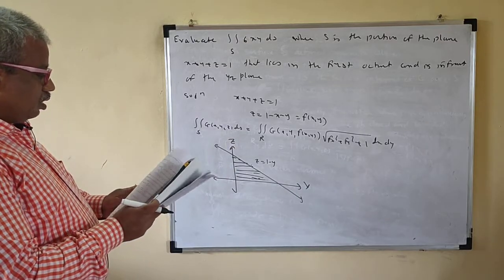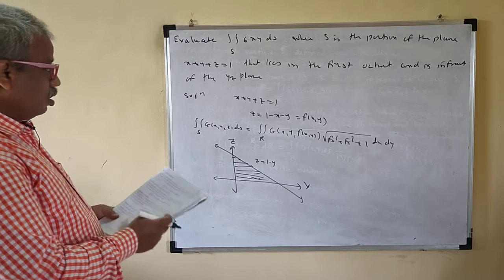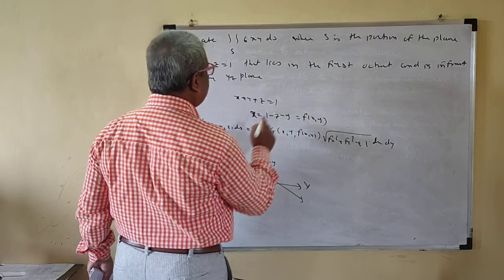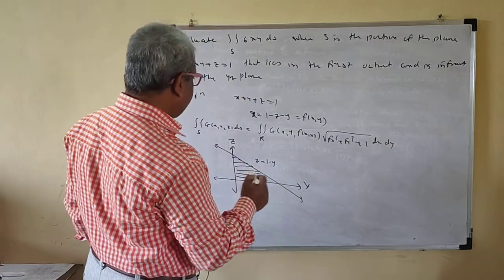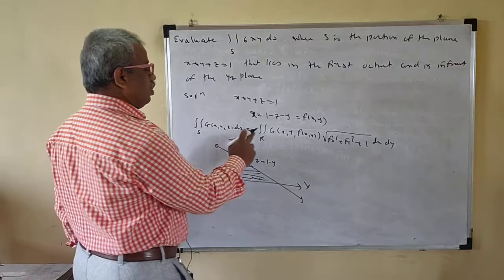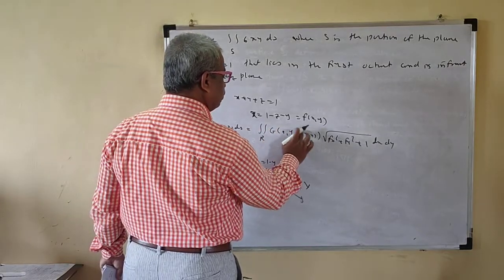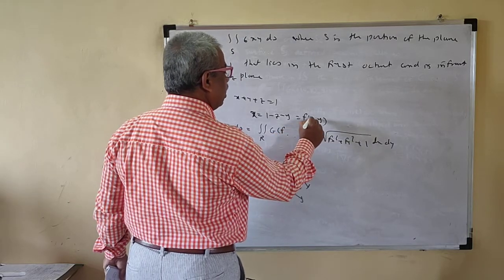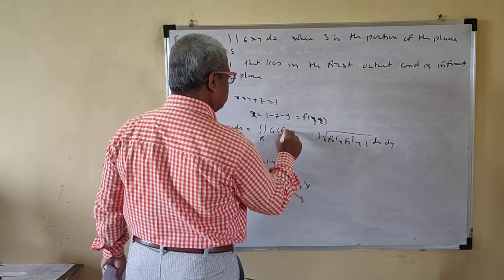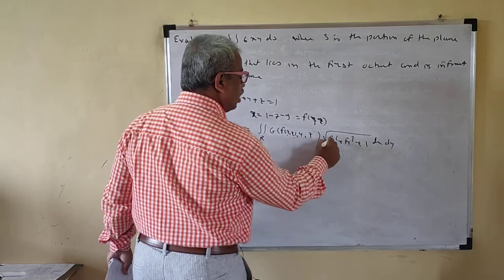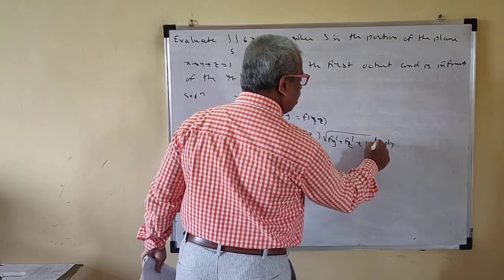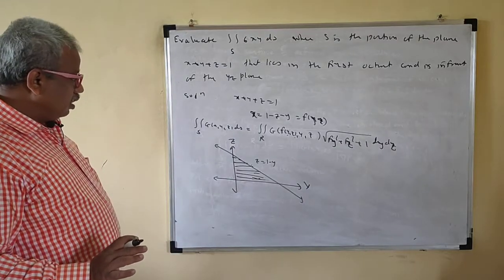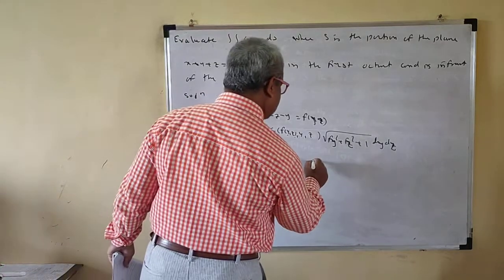Actually, you should write here x equal to 1 - z. Because it is in front of the yz plane, it should be in terms of y and z. So this will be changed: this will be f of x, y, z, and this is y, this is z. So it is dy dz. It doesn't matter for this one.